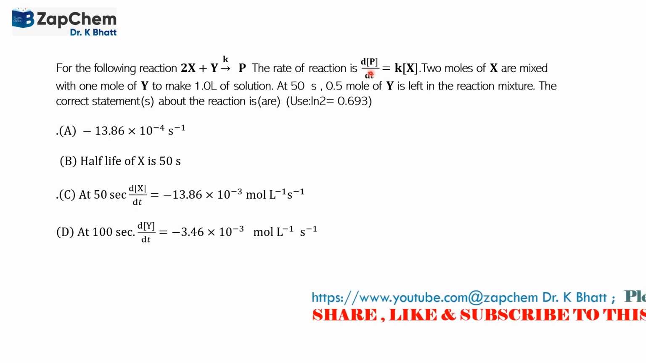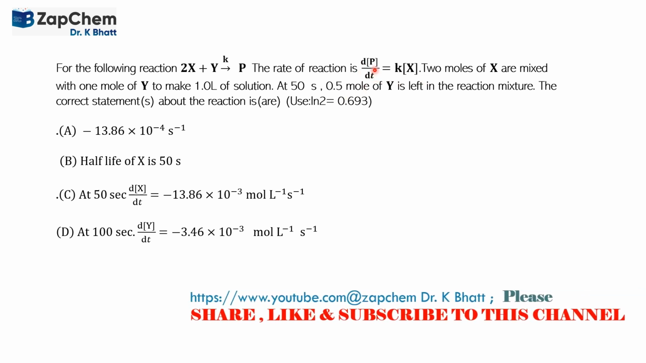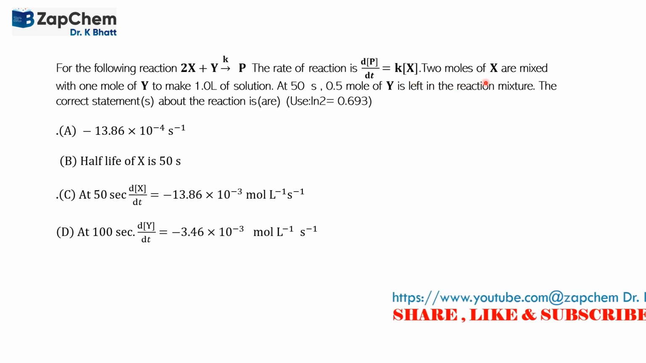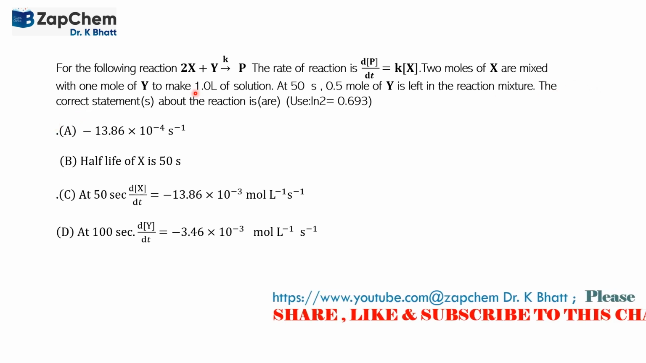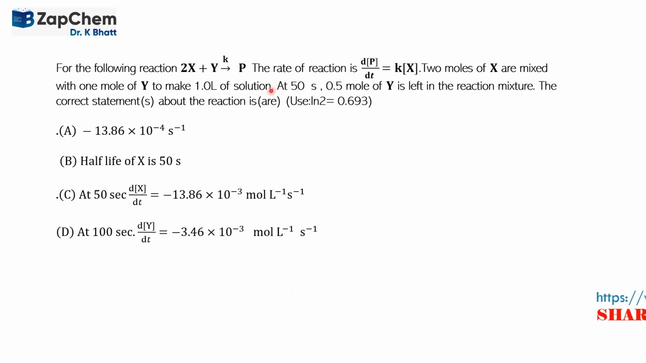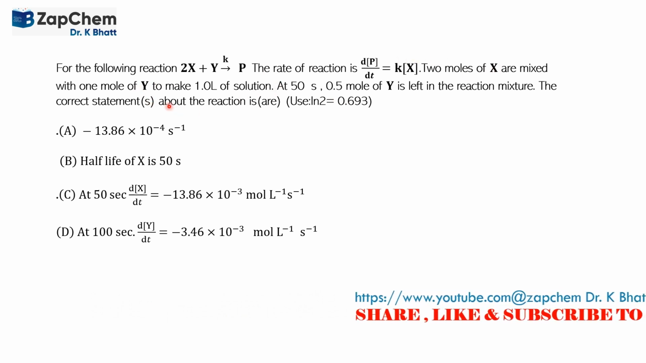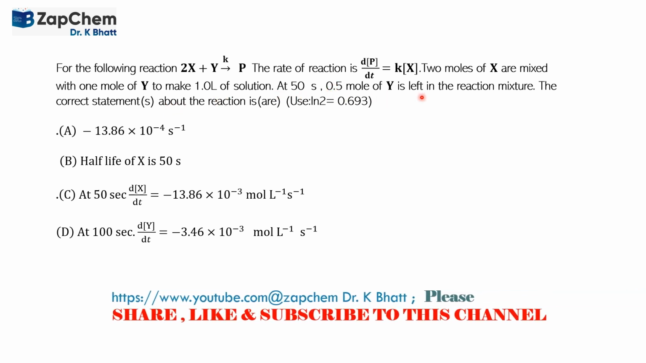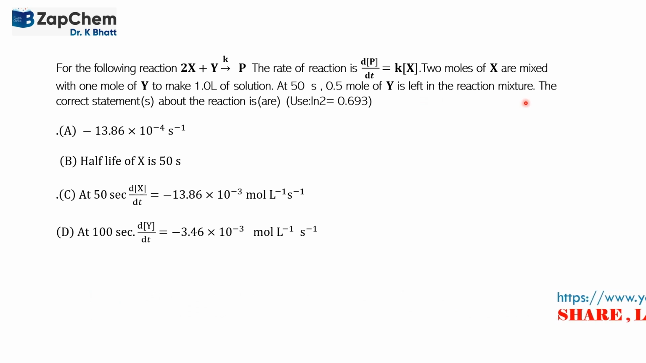And in terms of the product, it is given that dP/dt is equal to K times the concentration of X. Thereafter, it is said that 2 moles of X and 1 mole of Y are mixed, forming 1 liter of the solution. That means this represents the concentration. Now, at 50 seconds, 0.5 mole of Y is left in the reaction mixture.